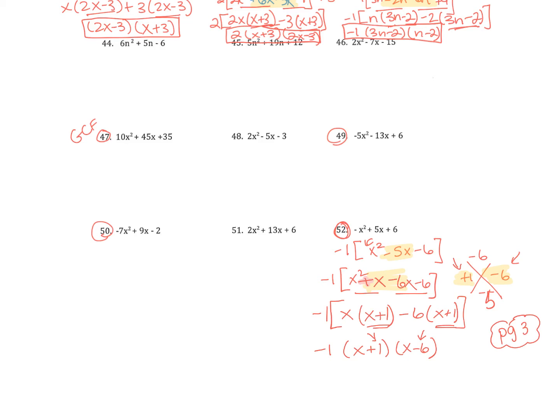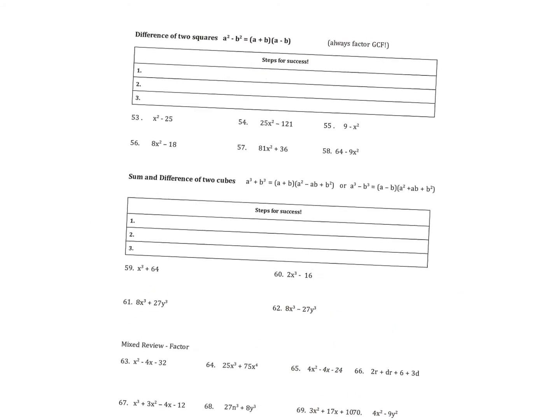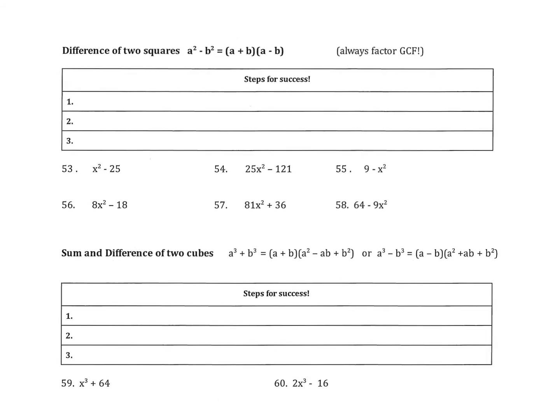I also want to mention that when you factor out a -1, you don't have to write the 1. So you may see some people that just write a negative in front, and it's the same thing as writing the 1. Okay, so let's take a look at the next page. On this page, we have two more types of factoring. Both are a pattern, the difference of two squares and the sum and difference of two cubes.